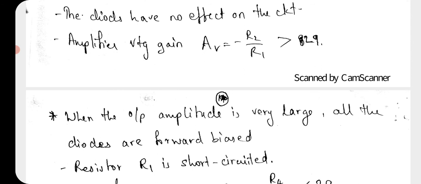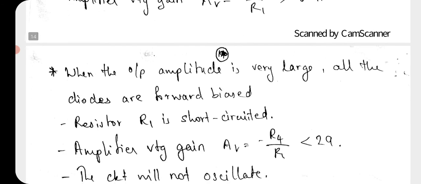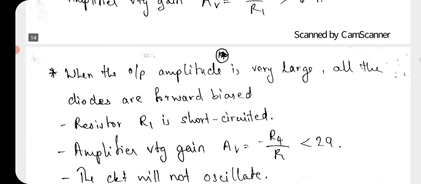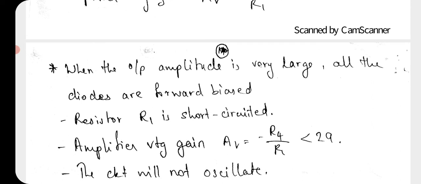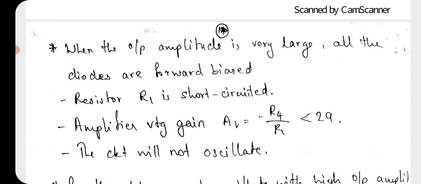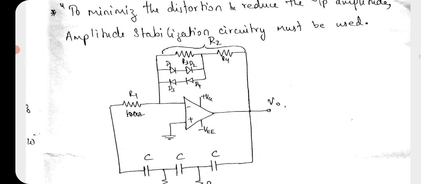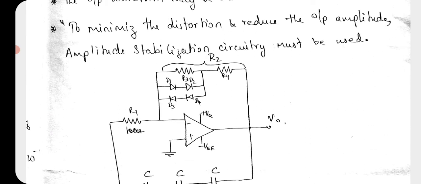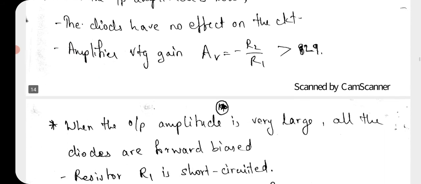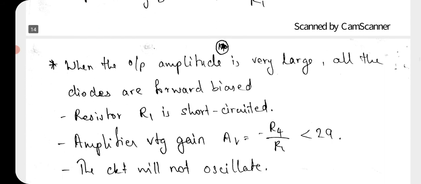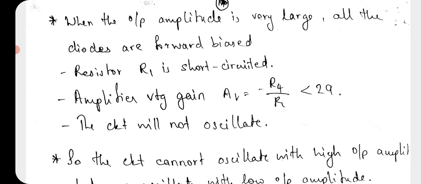In a case when the output amplitude of your oscillator is larger than V naught sat, then all the diodes are forward biased. If diodes are forward biased, then resistor R3 is short circuited. See, make a correction there. It's not R1. It should be R3. Resistance R3 is shorted, means no current will flow through R3. It flows through diodes. So make a correction here: it is not R1, resistor R3 is short circuited.